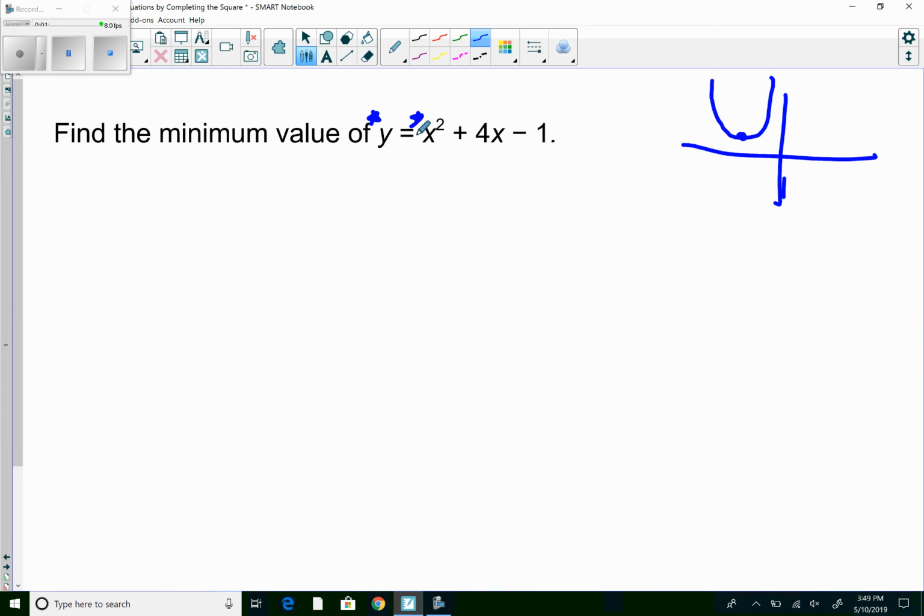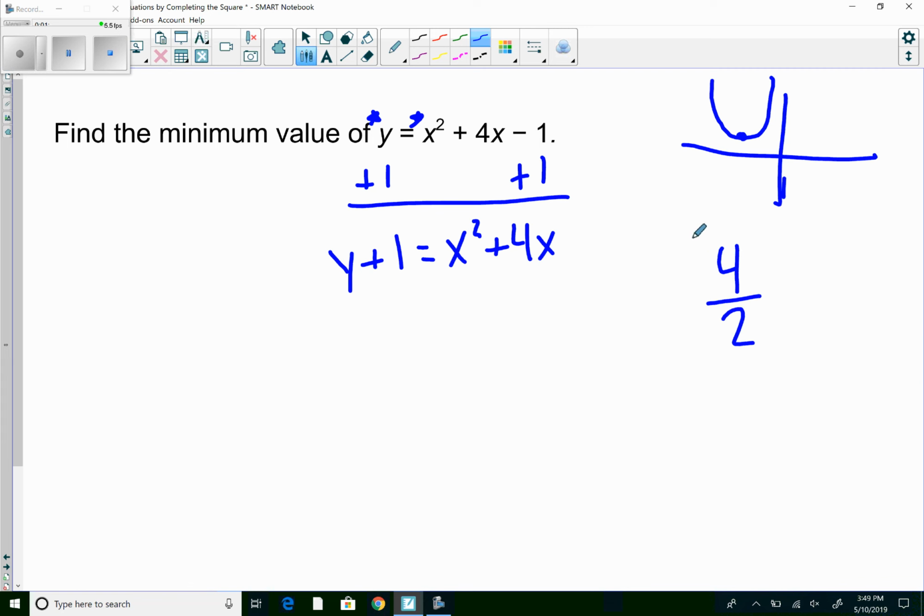The first thing that we're going to want to do, remember, our whole topic right now is to use completing the square. This right here is not going to be factored into that trinomial. So let's start by adding 1 over to the other side. Now on this right-hand side, we're going to do the completing the square process. So we're going to take 4 divided by 2, and then we're going to square it. So 2 squared, that ends up being 4. And we're going to add that 4. Remember, when you add it to one side, you have to add it to the other. So you've got to add 4 to both sides.